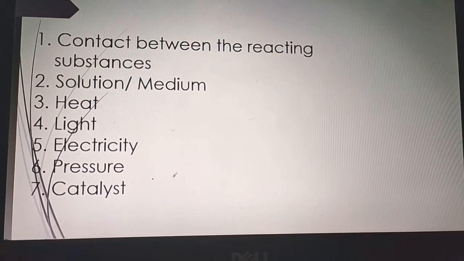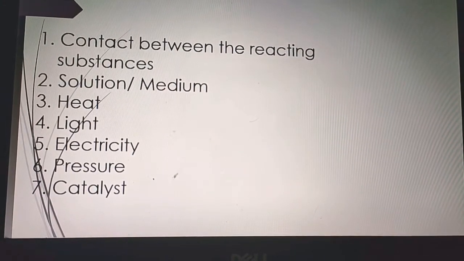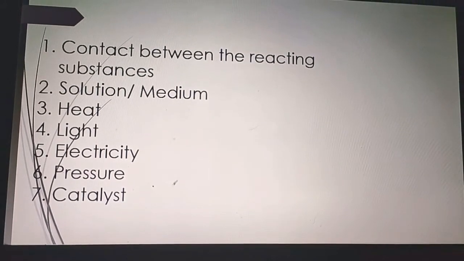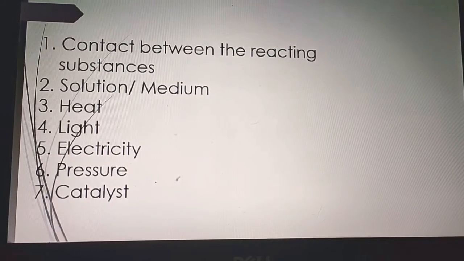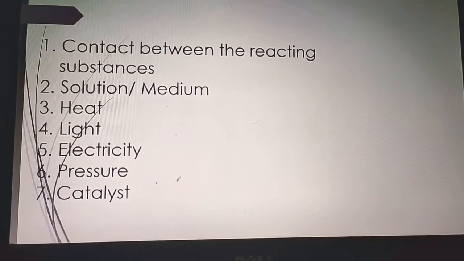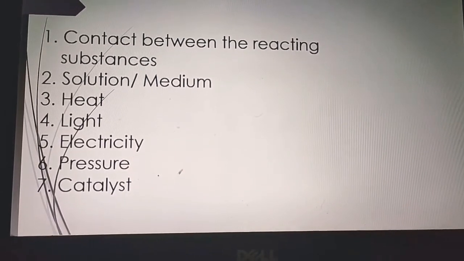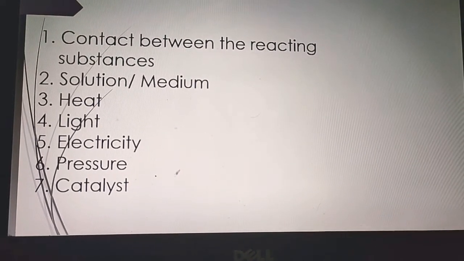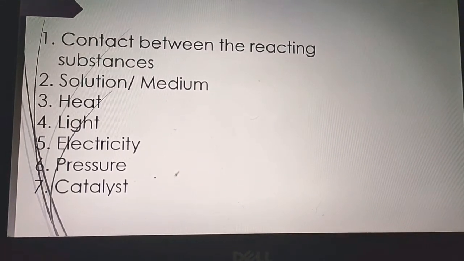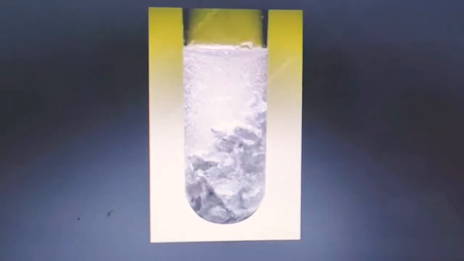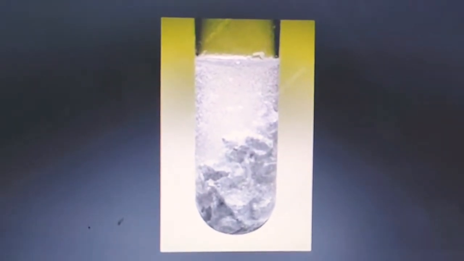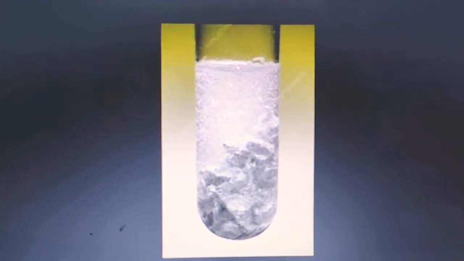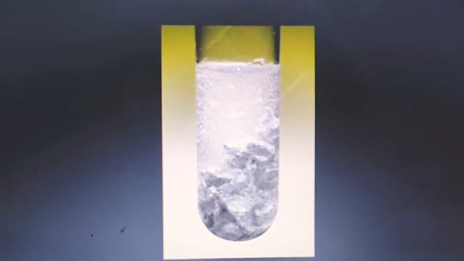For any chemical change to occur, the reacting substances should be brought in contact. For example, when zinc and hydrochloric acid are placed separately, they do not react. For any reaction to occur, you have to put some zinc granules in hydrochloric acid. What will happen? Zinc chloride is formed and hydrogen gas is released.